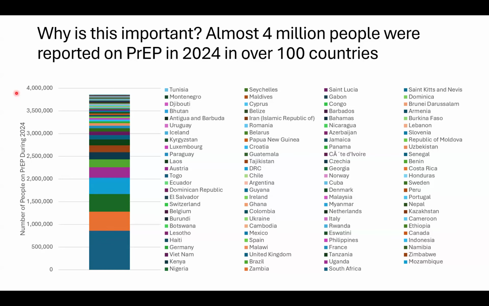And let's take a moment to think about why this is important. So looking at data that have been submitted to GAM, we see that almost 4 million people were reported to be on PrEP in 2024 across 100 countries reporting. And you can see the breakdown here. And when looking at that 4 million number, it's important to put it in the context of the targets that Clemens was talking about earlier.